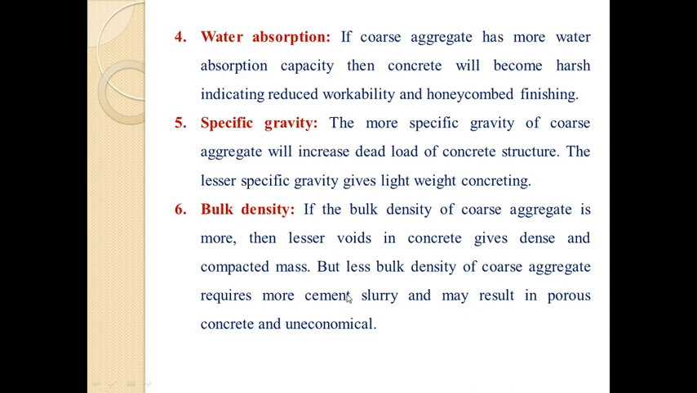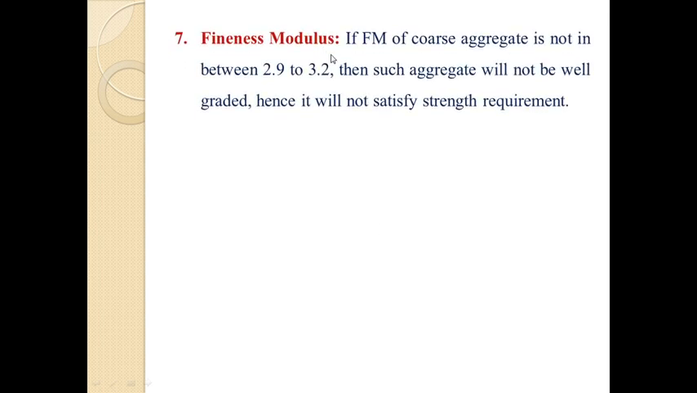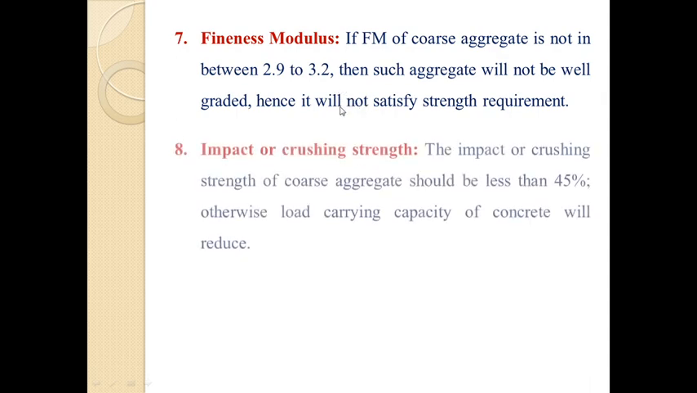If it is not so, then the concrete becomes uneconomical and porous. Okay, next is the fineness modulus. If the fineness modulus of coarse aggregate is not between 2.9 and 3.2, then such aggregate will not be well graded, and hence it will not satisfy the strength requirement. So the fineness modulus should be between 2.9 and 3.2 to satisfy the strength requirement of concrete.